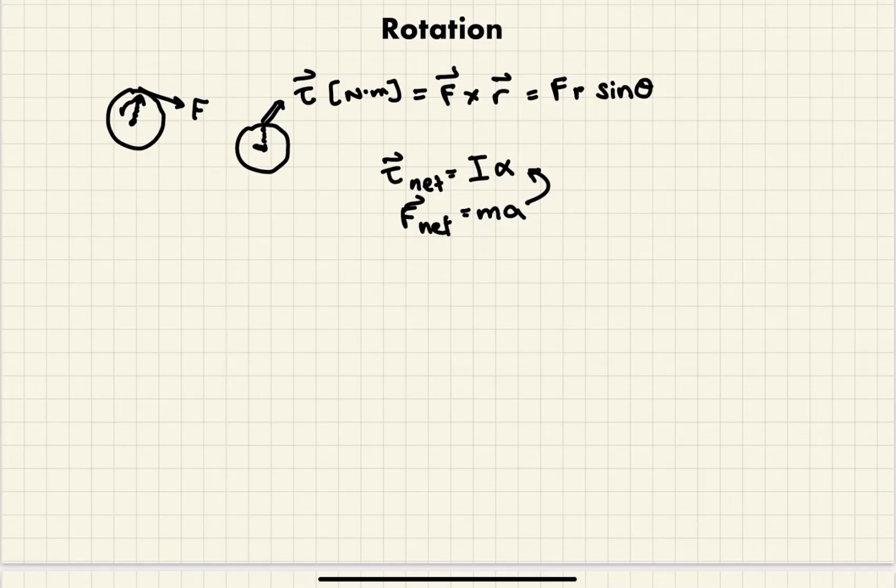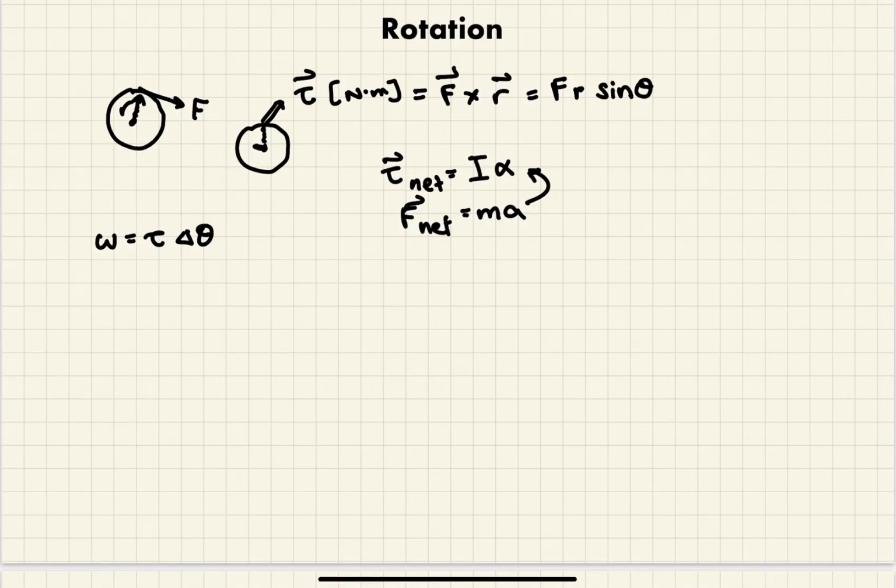So work. Work in translational motion is force times parallel distance, like I just said. Work in rotational motion, try to take a guess. You're probably going to get it. It is indeed torque times angular displacement. Again, very simple converting between these formulas: take whatever you know in translational motion, and then just turn the variables into what they are in rotational motion.